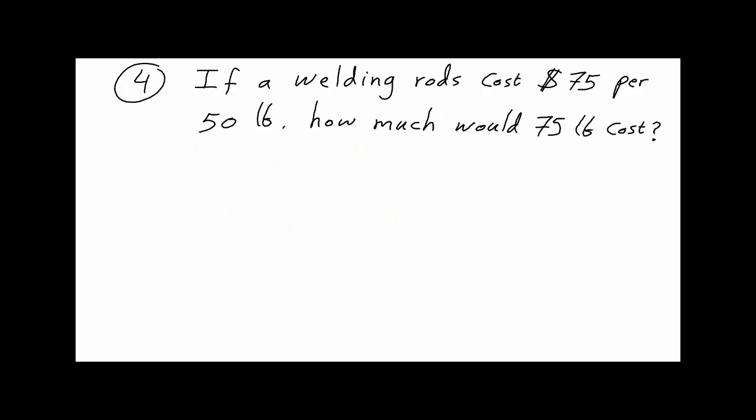Example 4. If welding rods cost $75 per 50 pounds, how much would 75 pounds cost? To solve this problem, we need to make a proportion because $75 is the cost for 50 pounds, and the amount of money will rise in the same ratio as the amount of pounds. So if we have 75 pounds, what would the cost be?